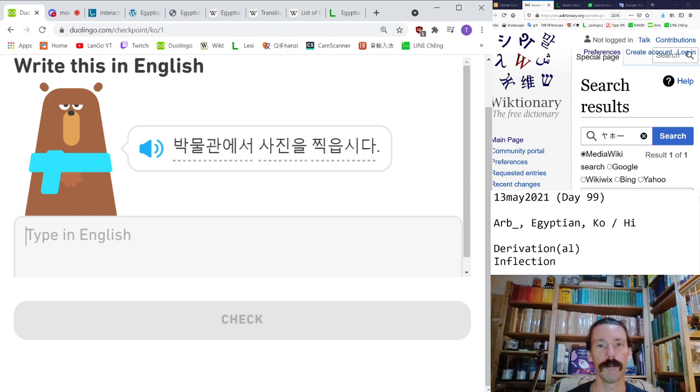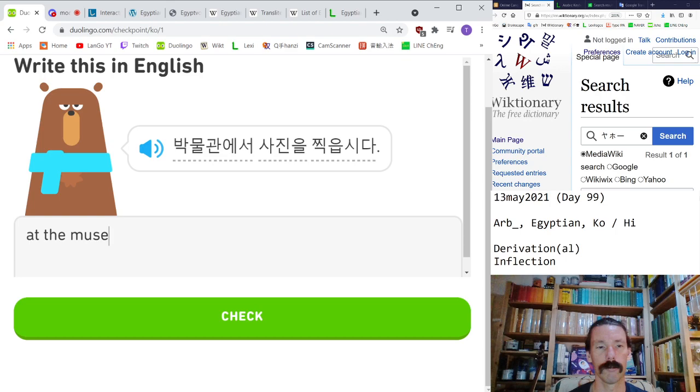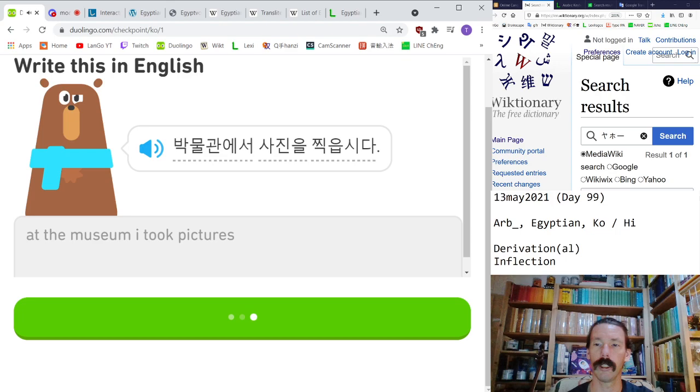At the museum, we took pictures. Clicked some pics. Okay.